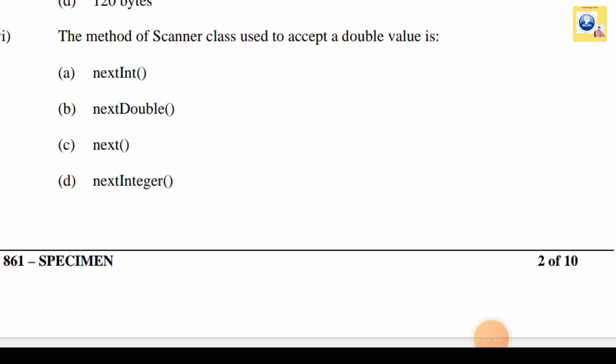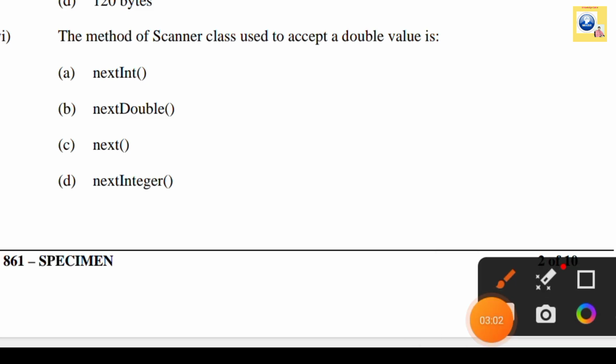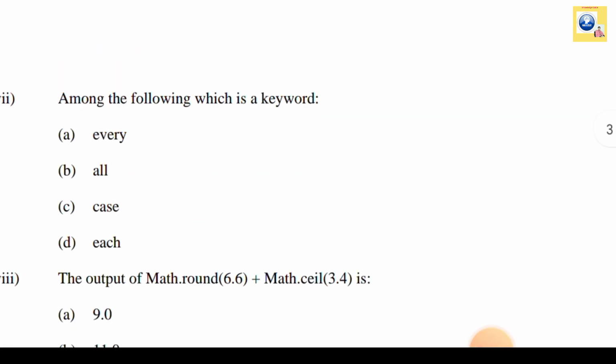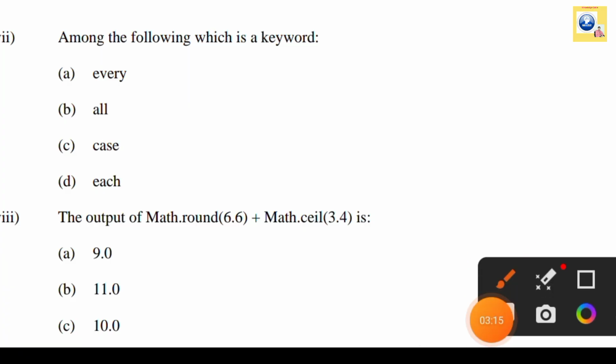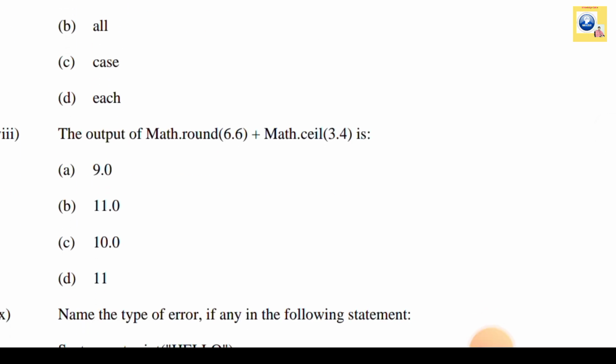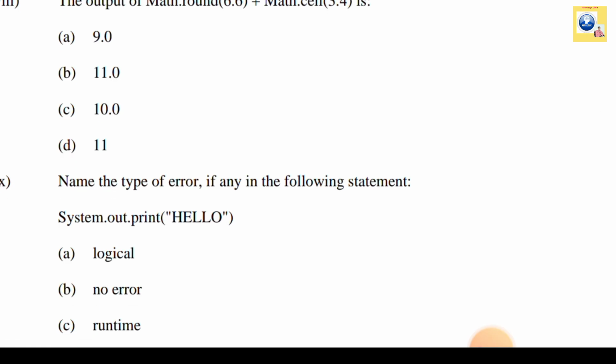Question number 6. Which method of the Scanner class is used to accept a double value? So to accept a double value from the user, which method is used? Here we have a simple option, option B is correct. The nextDouble method is used. Question number 7. Among the following, which is a keyword? Every, all, case, each. Only one is a keyword, that is case, and the others are not keywords. Case is used, we all know, in the switch statement.